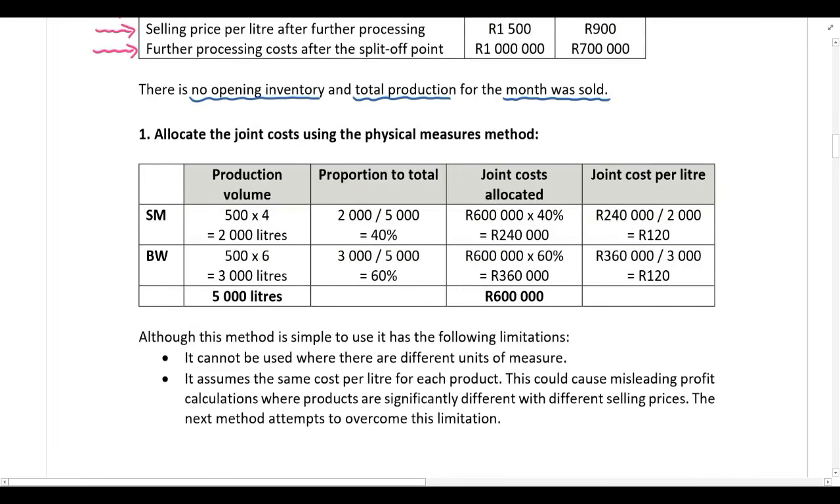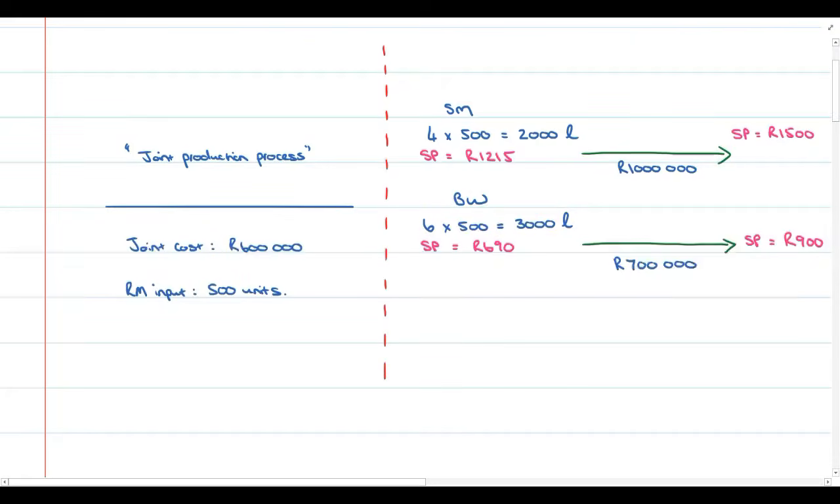Then in the first part of the required, you need to allocate the joint costs using the physical measures method. So guys, in this example, we have a joint cost of 600,000 Rand, and that joint cost needs to be allocated to our two joint products, to SM and to BW. We can't trace this cost to the product. We don't know what portion of the cost relates to SM or BW. So in our lecture, we said we have 4 different methods that can be used to allocate joint costs to joint products. So the first method that we are looking at now is the physical measures method.